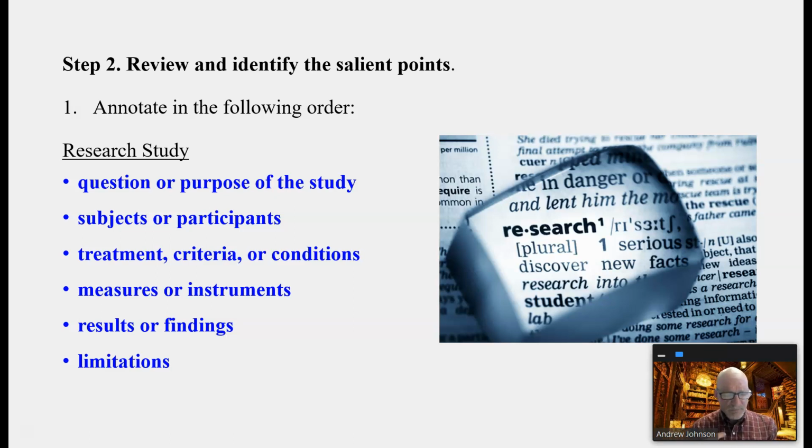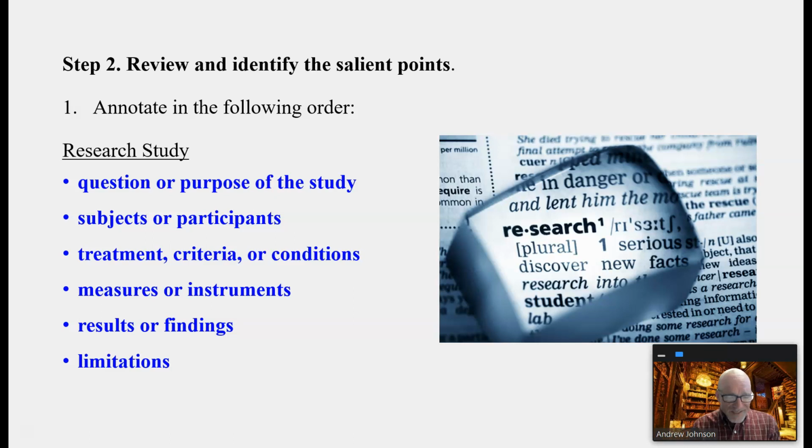The subjects or participants: you want to use as few sentences as possible, usually 1 to 3, to describe the participants or the people, the subjects in the study. You want to include the number, any relevant demographic information about your participants, and any other characteristics that are germane to the study, such as age or SES or educational levels, gender, etc.